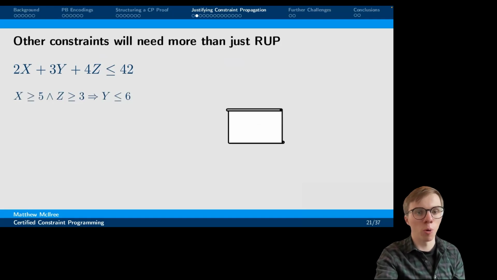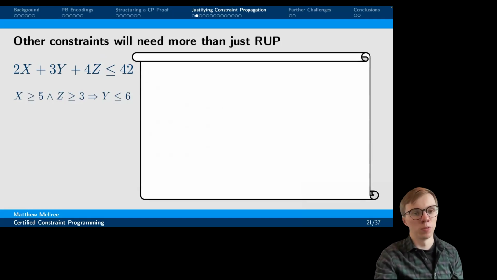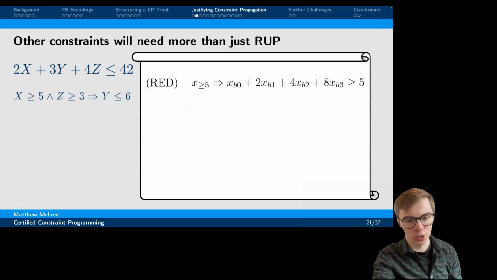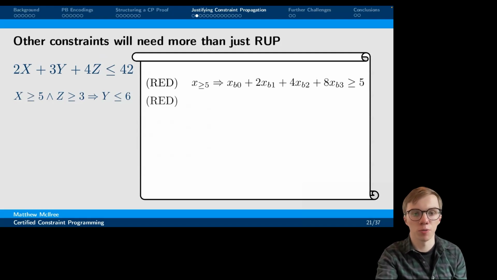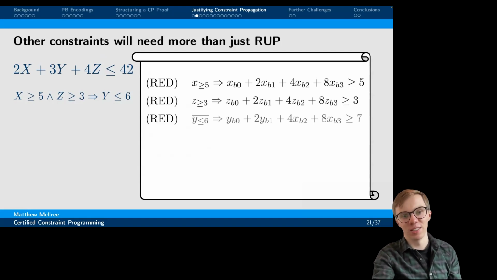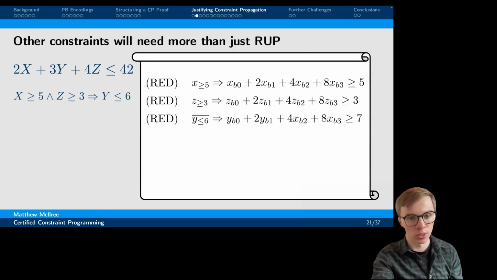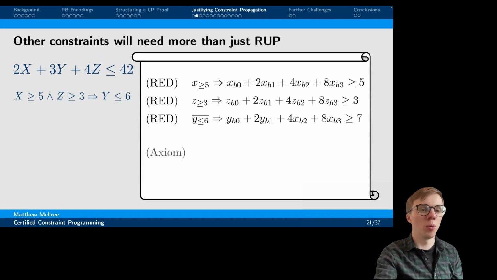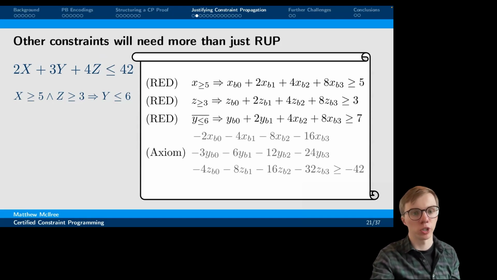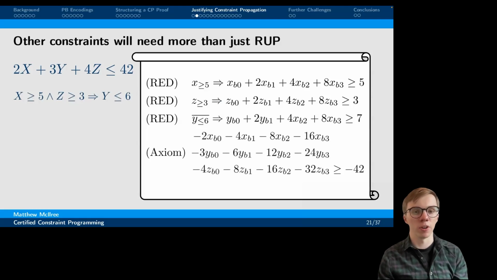So this tells us exactly what we want to derive in our proof system to justify this propagation. And again, we'll make sure we have defined the greater than variables, so x greater than or equal to 5, and z greater than or equal to 3, and y being less than or equal to 6. And I'm using the negation of this here because this is the thing we actually want to infer. And remember, we have in the encoding, I'm saying this is an axiom because it comes from the problem description, this linear sum on the bit variables.